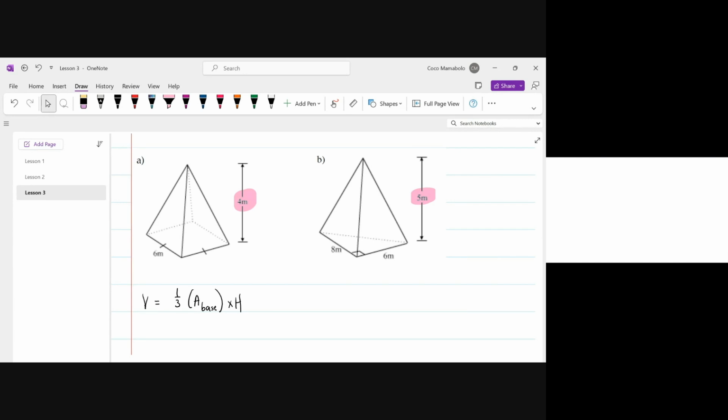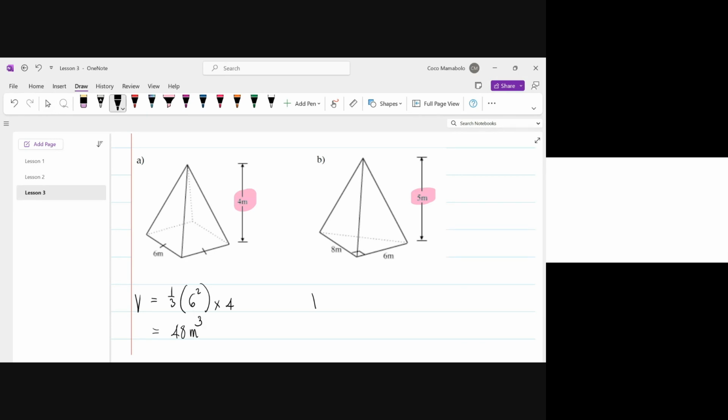All right, guys, are we ready? Shall we look at the answers? Okay, cool stuff. Let's look at A, the volume for A. I know that the base of my pyramid is a square. So I'm just going to write the volume is equal to 1/3 of the area of my square. It's just going to be 6 squared multiplied by the perpendicular height, which is 4. Quite simple, right? 6 squared is 36, 1/3 of that is 12, times 4 is 48 meters cubed.